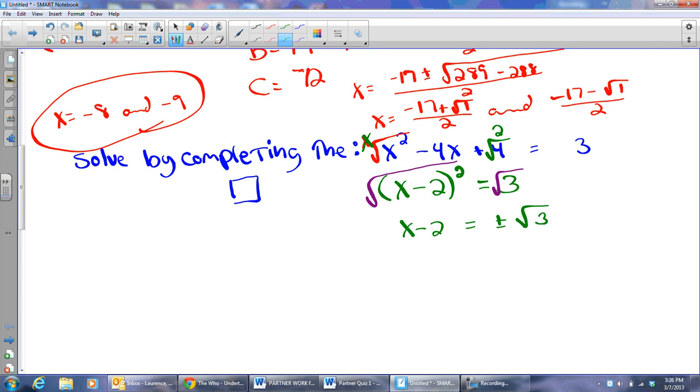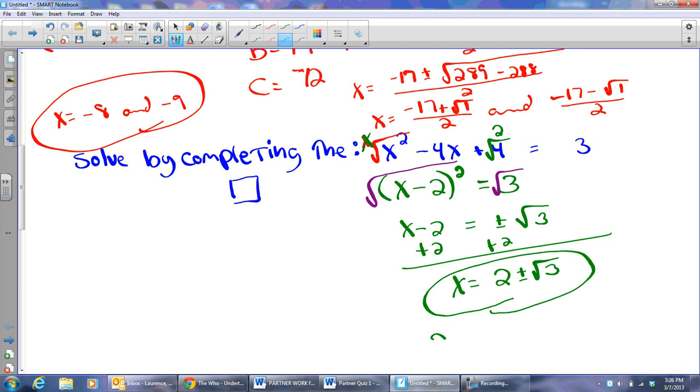Remember, all positive numbers have two square roots, right? A positive and a negative. And then to get x alone, I add 2 to each side. And so I get x equals 2 plus or minus the square root of 3. Now, if you wanted to round to the hundredths place, you could. I know that to the tenths place it's 1.7, but I'm going to leave the answer like this right now. You do realize there are two answers there: 2 plus the square root of 3, and also 2 minus the square root of 3. We'll talk about how that's called an exact answer, and we can get a decimal approximation also.